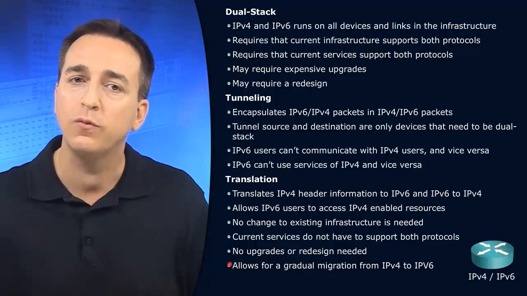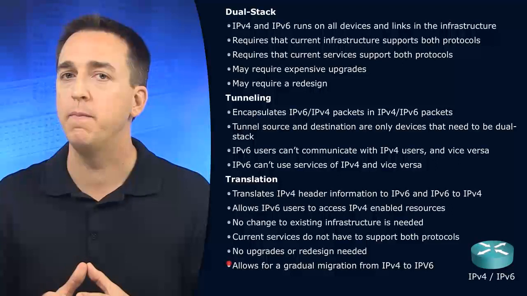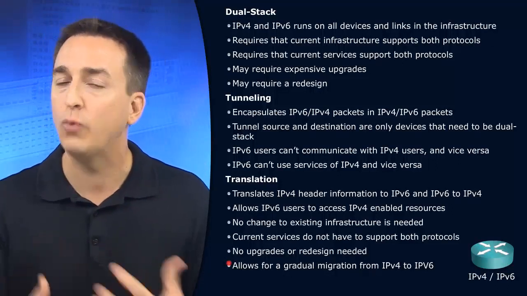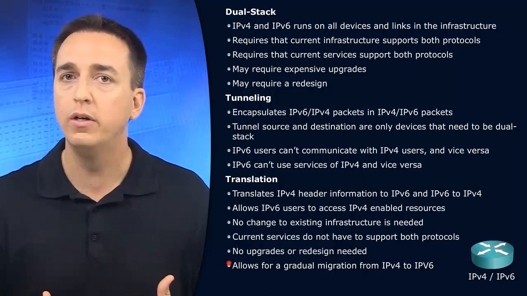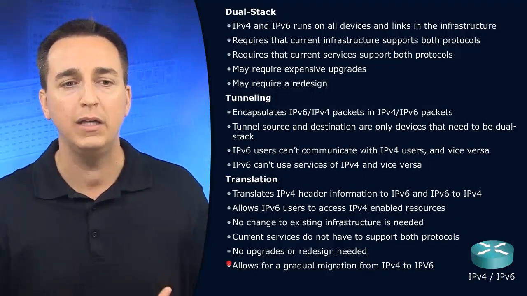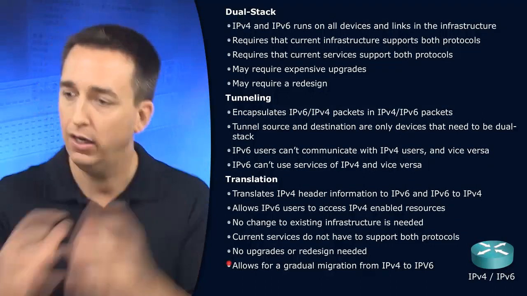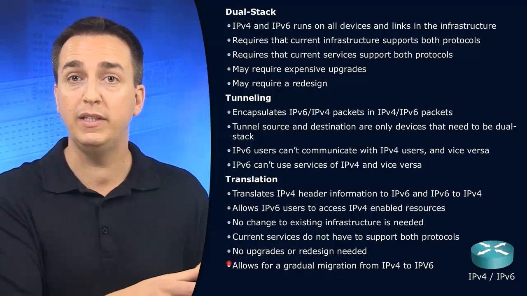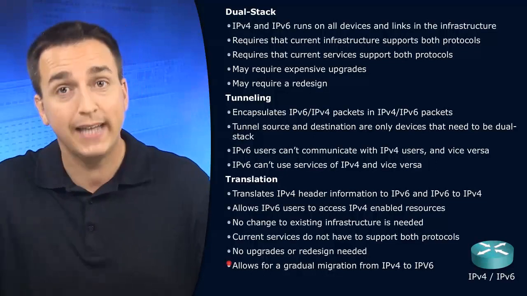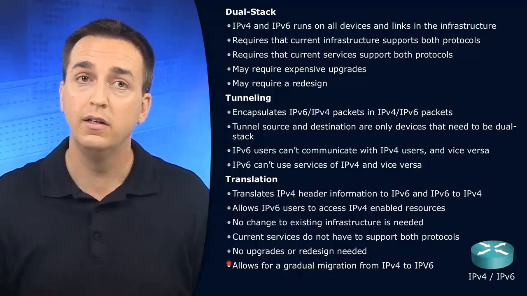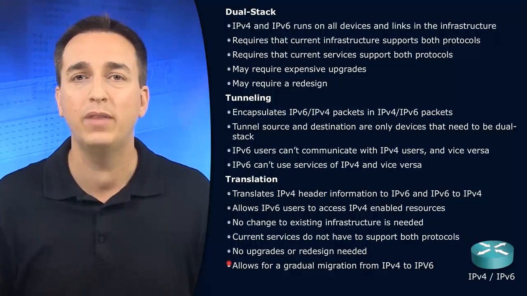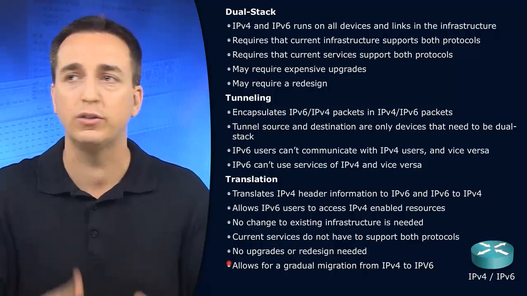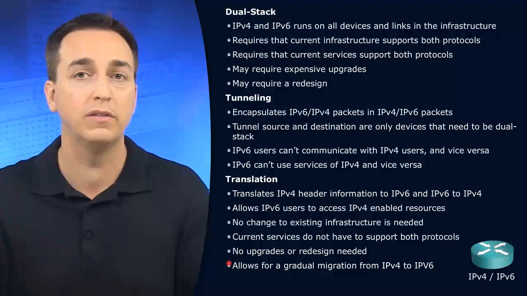And then it allows for a gradual migration from IPv4 to IPv6. You see, with dual stack, is it a gradual migration? No. No, not at all. Dual stack means here's IPv6, here's IPv4. If we have certain clients running IPv6 and they need access to a certain resource, it's going to be running IPv6 as well. Tunneling is the same thing. Tunneling still keeps everything separate. It's just allowing us to transfer those IPv6 packets over IPv4 networks and vice versa.